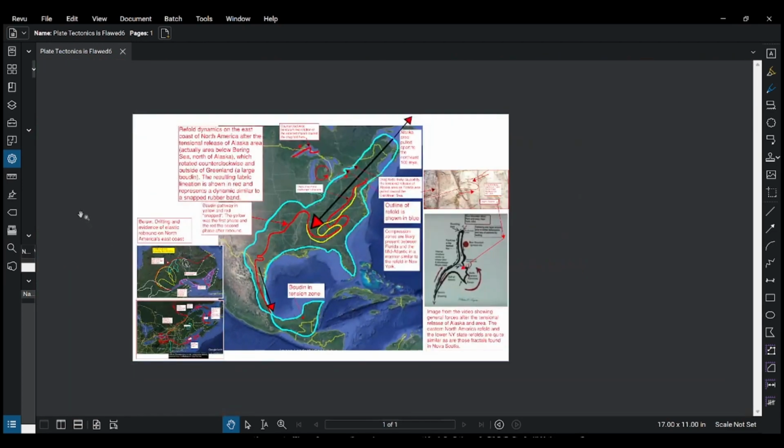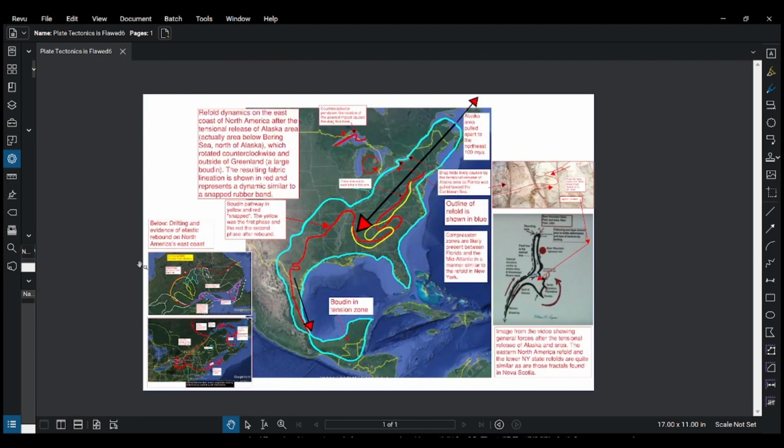Okay, so again, everything's related. The North American internal structures are related to the rotation, counterclockwise rotation. The Boudin path borders mimic the refold subdivision on tensional outer fibers, which is where those Boudins formed and the Boudin path snapped. There were the outer fibers of the large North America refold.